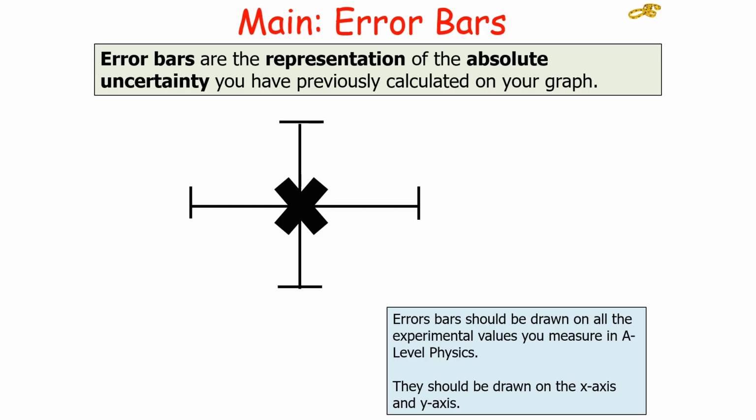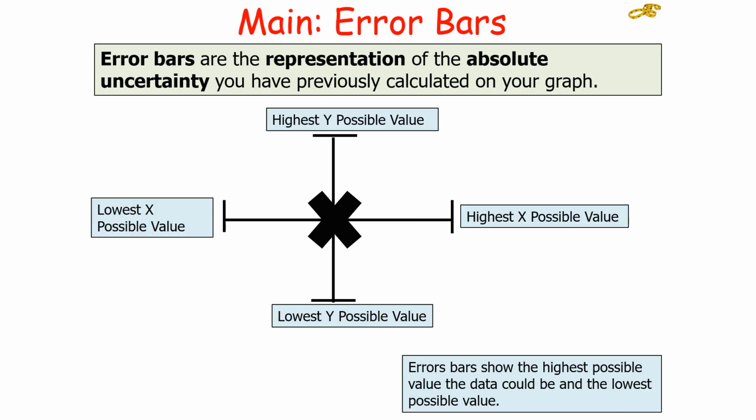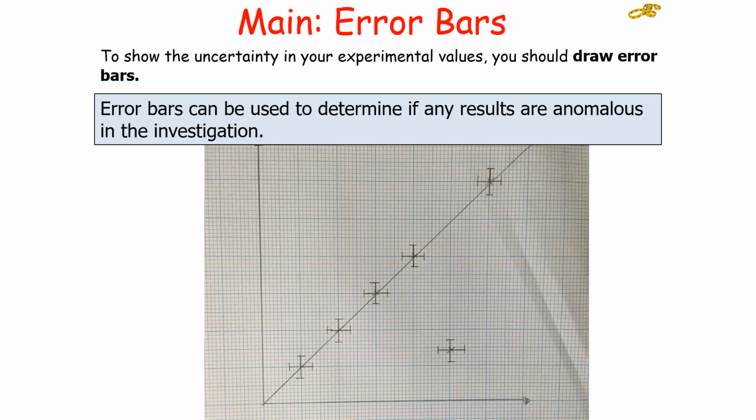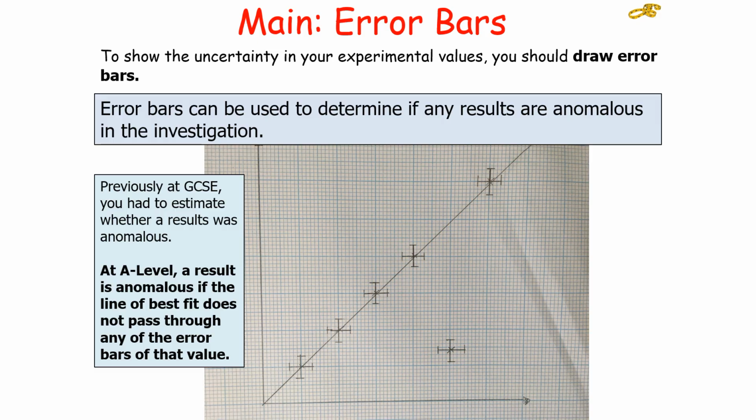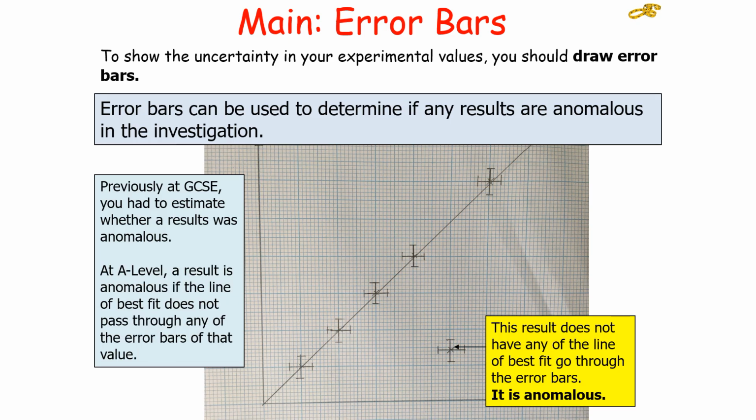Now, error bars should be drawn on all experimental values you measure in AQA A-level physics on both the y and the x values. So you can see with your error bars, you'll show your highest possible values and your lowest possible values, where these values are calculated from the absolute uncertainties you've worked out previously. So the error bars are an interpretation of the range of results you're sure your answer lies in. So error bars can be used to determine if you've got any anomalous results, because at A level a result is anomalous if the line of best fit does not pass through any of the error bars of that particular value. So if the result does not have any of the line of best fit go through the error bars, it is an anomalous result.